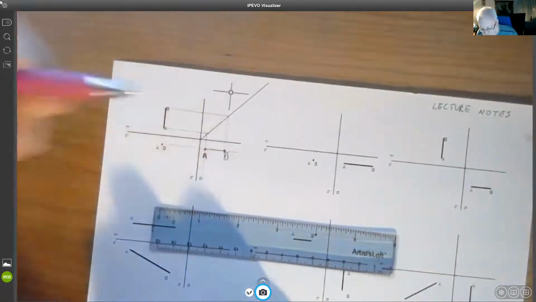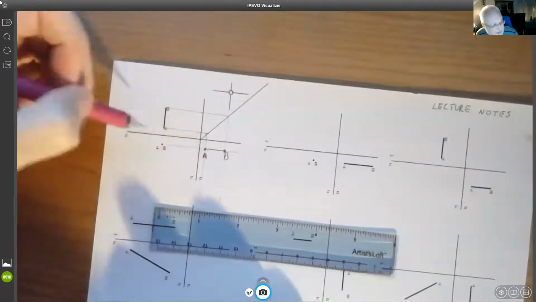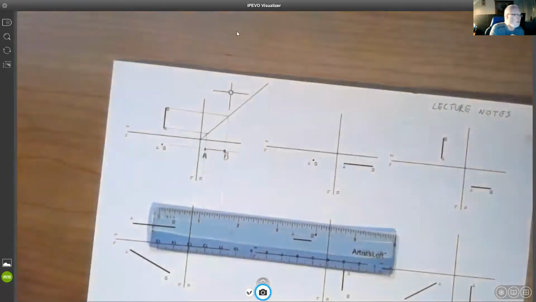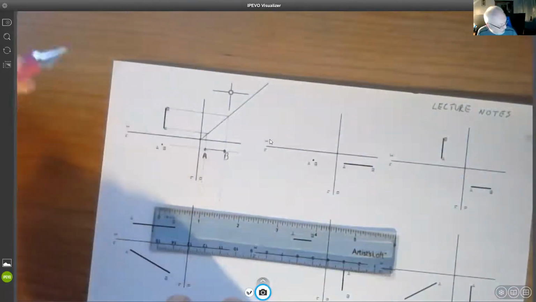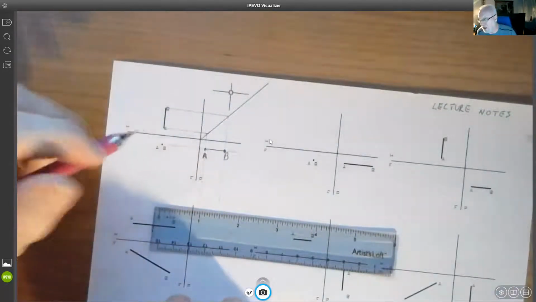Now, in this type of view, and based on the types of lines we saw earlier, we had normals, we had inclined, and we had obliques. Does anyone want to take a shot at what kind of a line we have here? Which of those three is it? You've got a 33% chance.